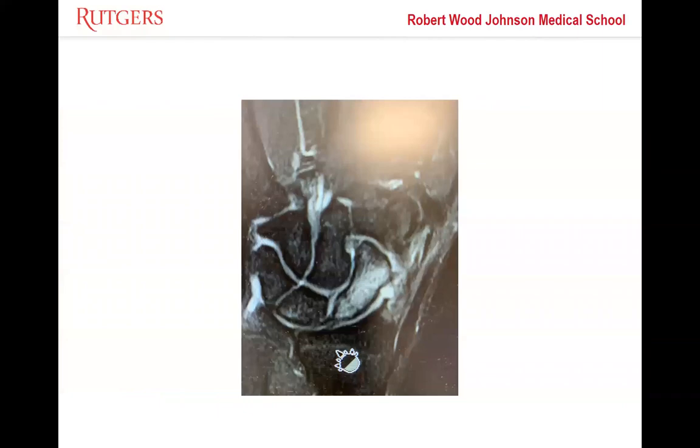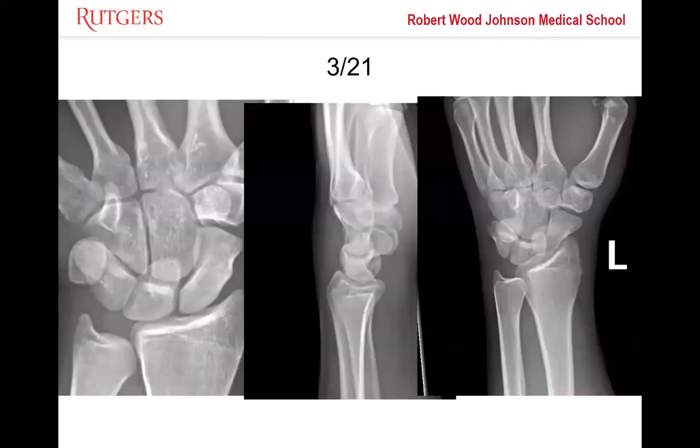All right, that one just came in last night. Here's an interesting case. So this patient presented 3/21 and actually saw my PA after a fall. So who wants to take this one? John, you want to do this one? Okay. So I agree. I don't see anything. He's got snuff box tenderness and he's got a little swelling. How do you treat him?